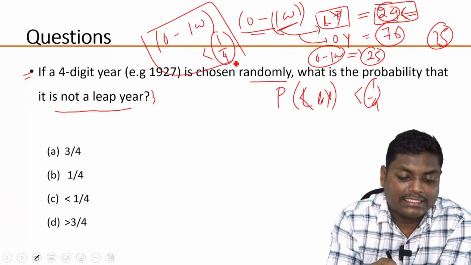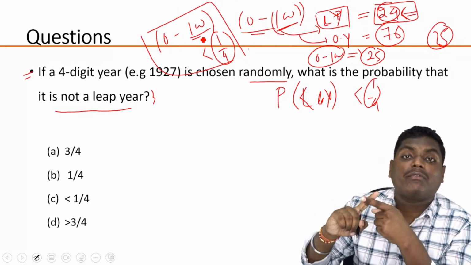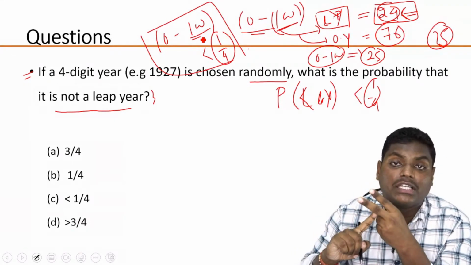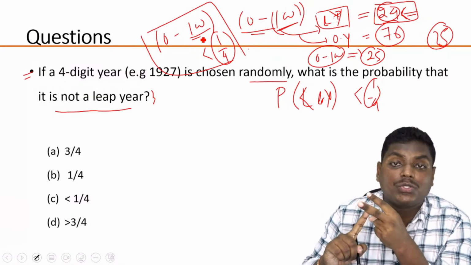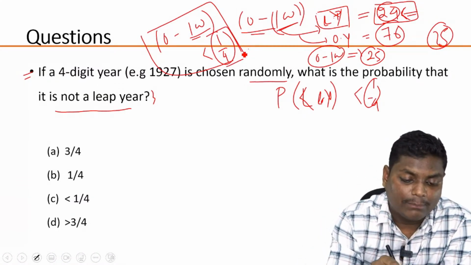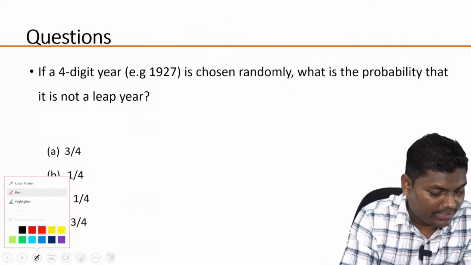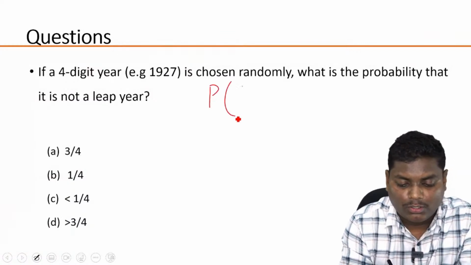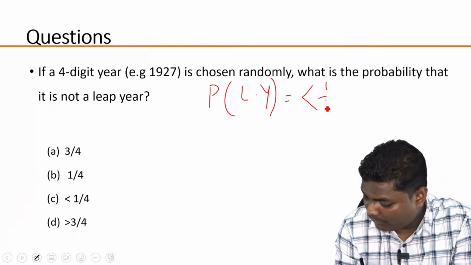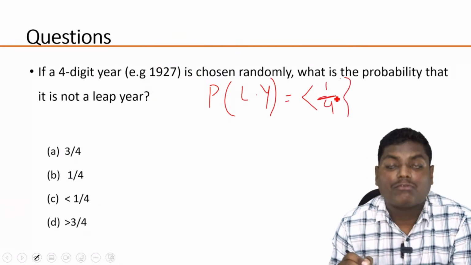But since the 100th year is not a leap year, we have 2 conditions to be satisfied for a leap year. It should be divisible by 4, and if it is a centurion year, it needs to be divisible by 400. That is the reason why the probability of finding a leap year is less than 1 by 4. Is this thing clear for everyone? Less than 1 by 4.